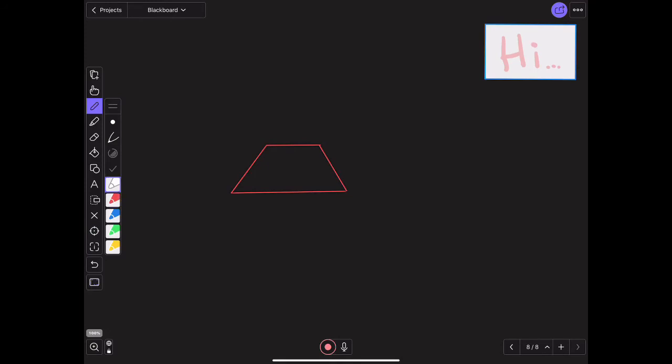Whew. So we're going to find the area of this trapezoid. Now you need the formula for area. It's 1/2 times the height times base 1 plus base 2.